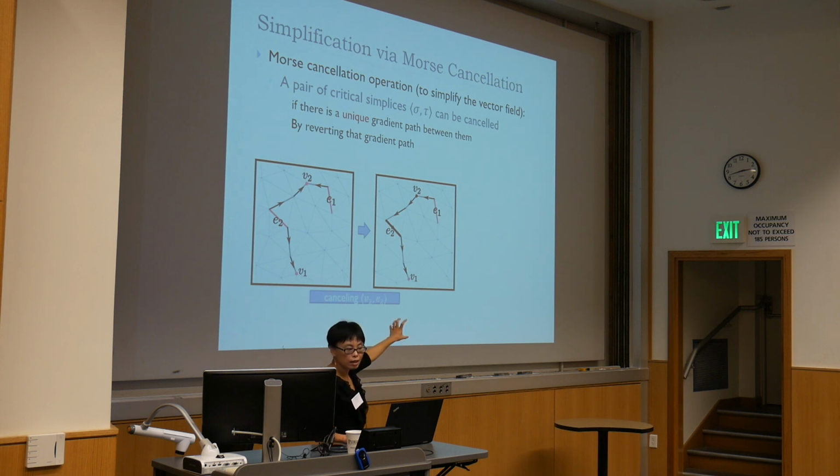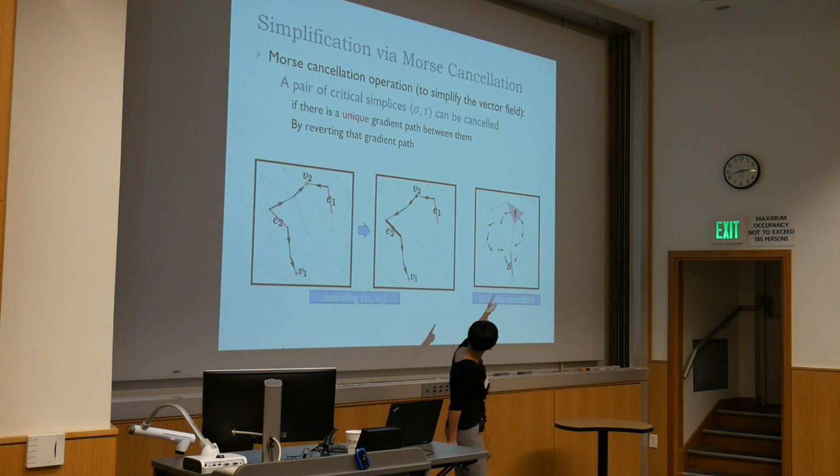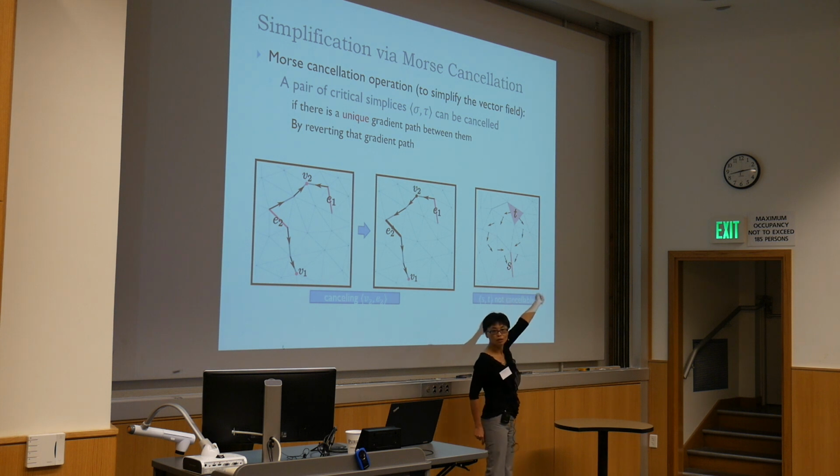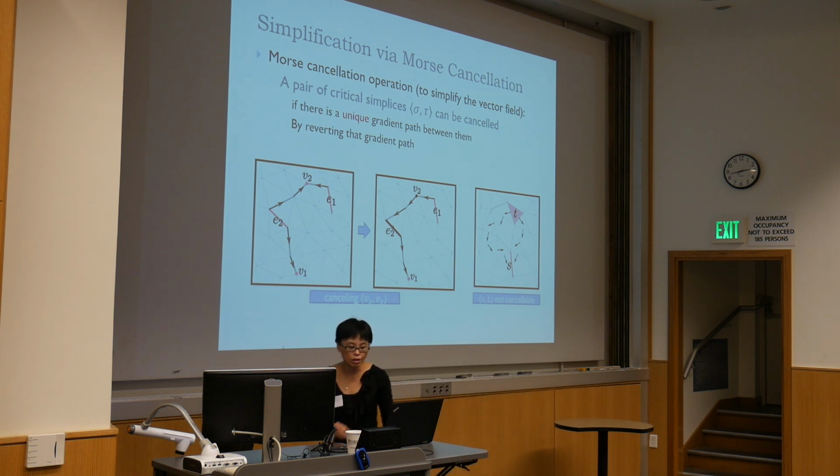And we do need the condition that to cancel a critical pair of simplices, you have to have only one path between them. Because if you have two paths between them, after your cancellation, you form a cycle. Let's say we cancel the left path from T to S. After cancellation, all the arrows get inverted, and then you get a cycle going back to T. So then the cancellation is not valid.